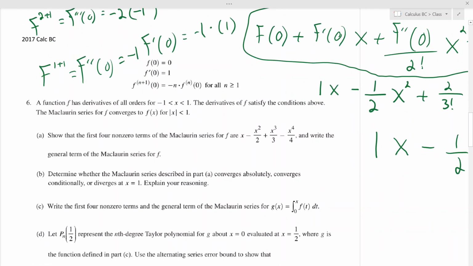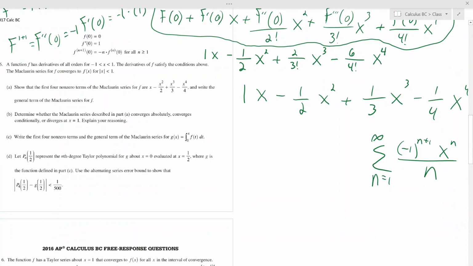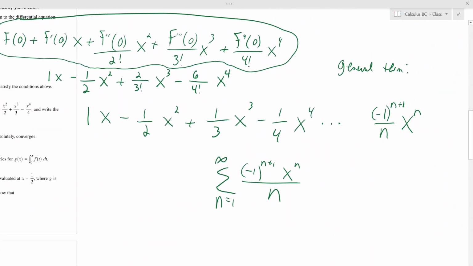Determine whether the Maclaurin series converges absolutely, converges conditionally, or diverges at 1. Well, if you recognize... Wait, so for writing the general term, is it enough to just show that it has that pattern, or do you have to actually prove it? No. You're just trying to find the pattern. That's all. You get points for this.